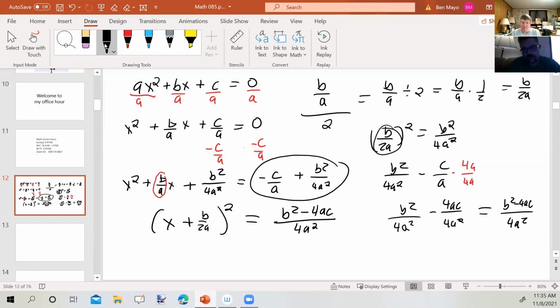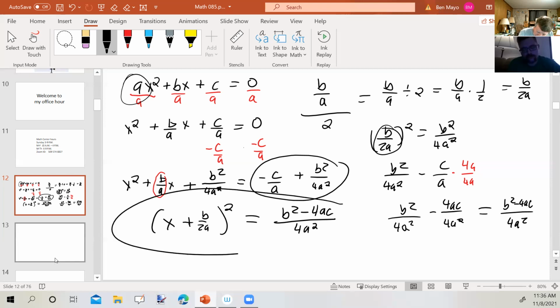So now I have, on the left side, a perfect square trinomial containing the variable. And on the right side, I have a constant, because remember, a, b, and c are all numbers. I also know that a in the denominator is not 0, because if a had been 0, this wouldn't be a second degree equation. So I know up front that a is not 0. So now what do I do? I take the square root of both sides of the equation.